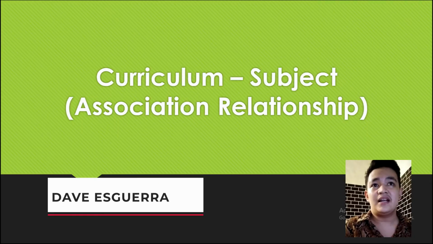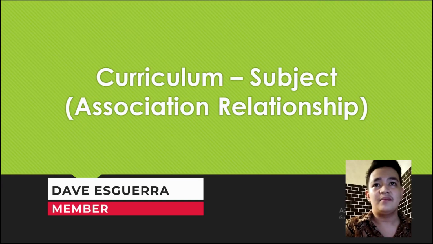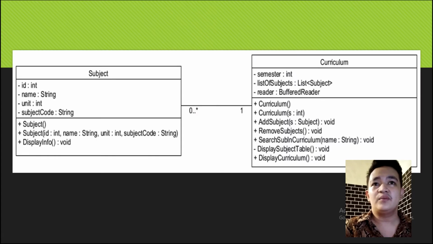I'm here to explain our association relationship diagram. In our diagram, we have two classes, the curriculum class and the subject class. In the curriculum class, the private class fields are semester, the data type is int, list of subject, then the buffered reader. This class has a curriculum default constructor and a parameterized constructor which accepts values for semester. The data type is int.